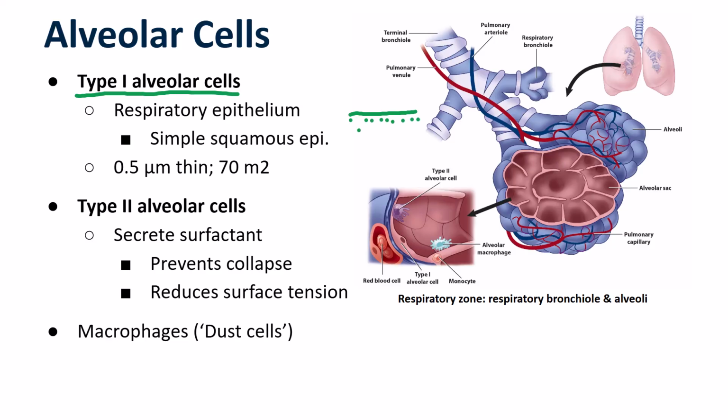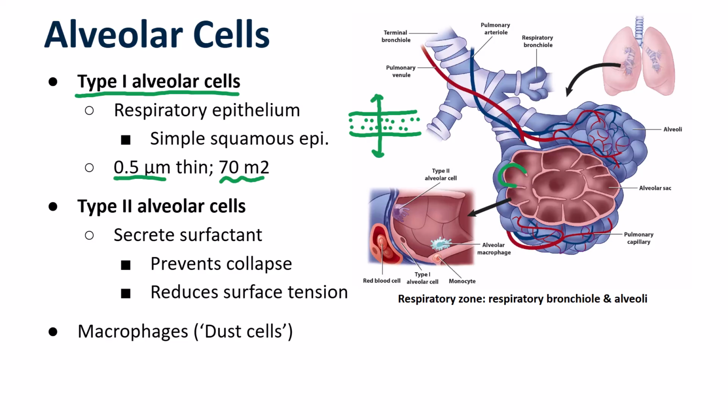Now, when we think on the other side of that, the capillary also has simple squamous epithelium supported by a basement membrane. So this is a very short distance across which gases can move. It's so thin that it's about 1/2 of a micrometer. And owing to the saccular nature of alveoli, the sum total of respiratory epithelium is about 70 square meters. That's about the size of a racquetball court, so that's quite large.